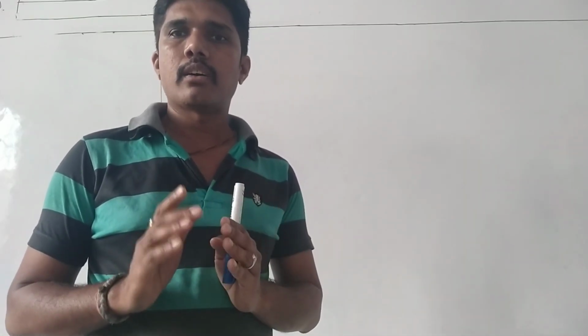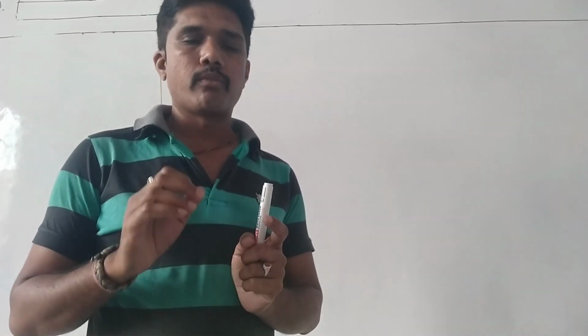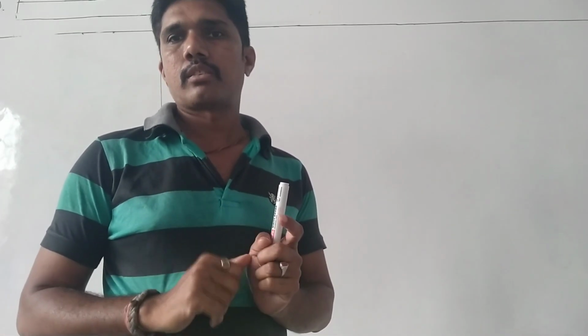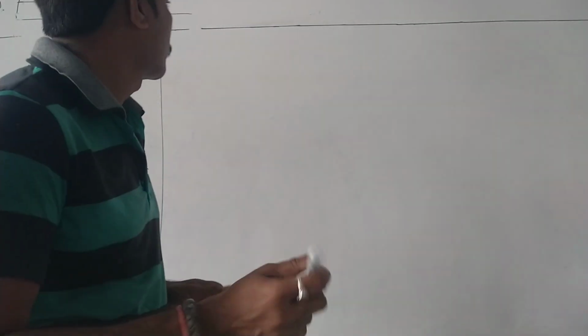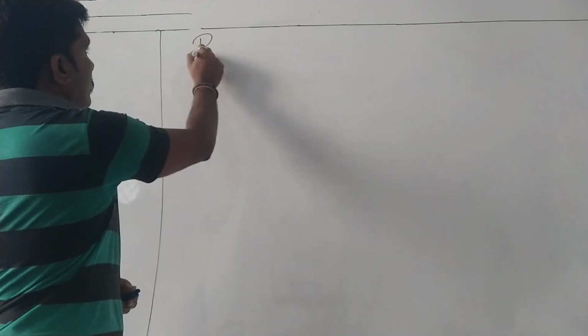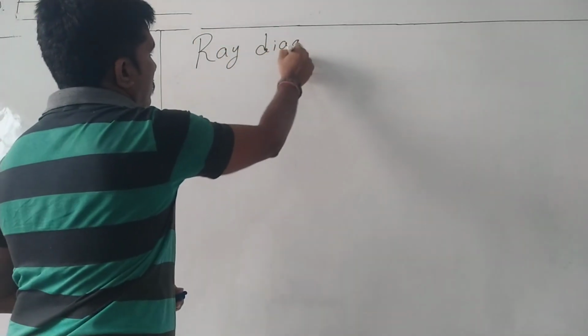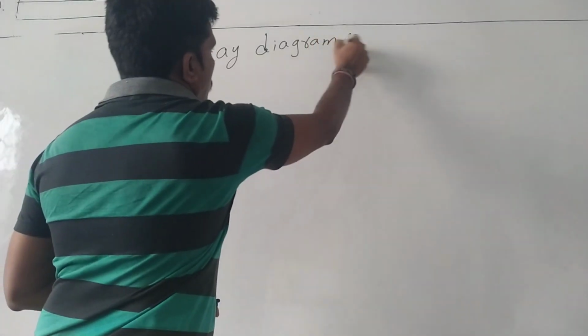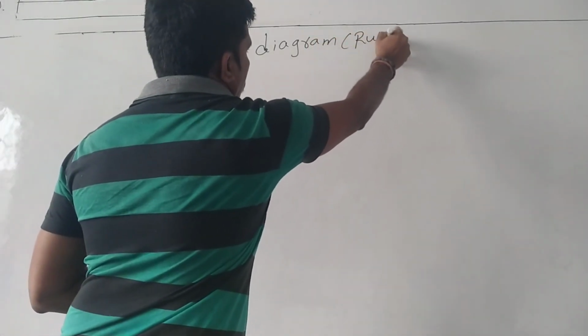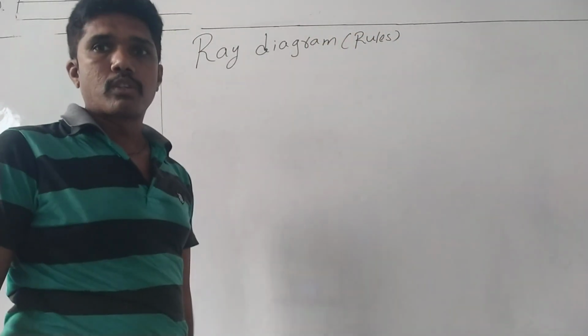Ray diagrams are nothing but rules. You can follow these 4 rules, so you can easily draw image formation also. When you learn ray diagrams, it is very important. Just look into the ray diagram and understand. Sometimes they are called rules also.